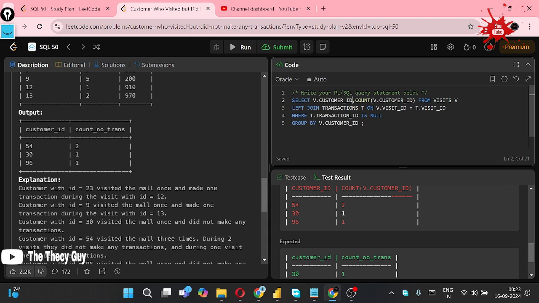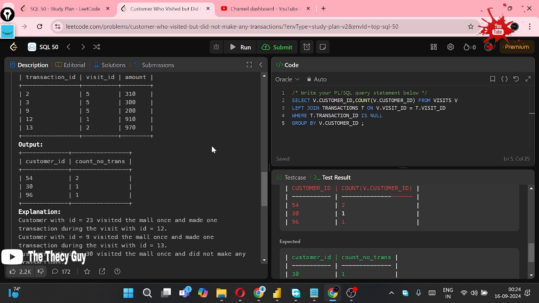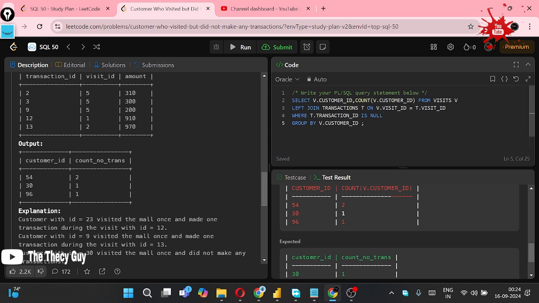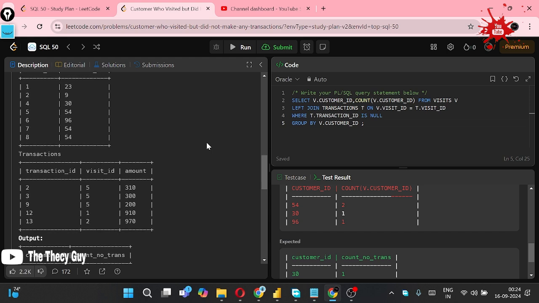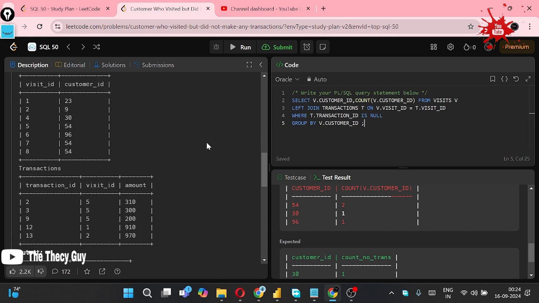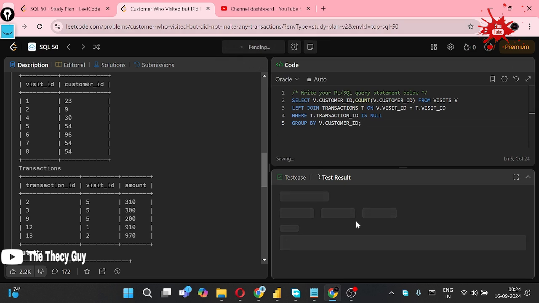Select count of. Okay, sorry. Coming here v dot customer id, because this is the customer id's count, I know. Select v dot customer id and the count of customer ids as well, from the visits table, left joining the transactions table T on v dot visit id is equal to t dot visit id, where t dot transaction id is null. Group by v dot customer id. It should work.